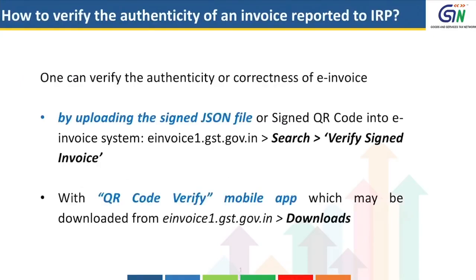How to verify the authenticity of an invoice? That is, whether it is duly reported to IRP? One can verify the authenticity by uploading the signed JSON file or signed QR code on the e-invoice portal. Please go to the Verify Signed Invoice link under Search tab. You can also verify the QR code using a mobile app, which is downloadable from the Downloads section on the e-invoice portal.